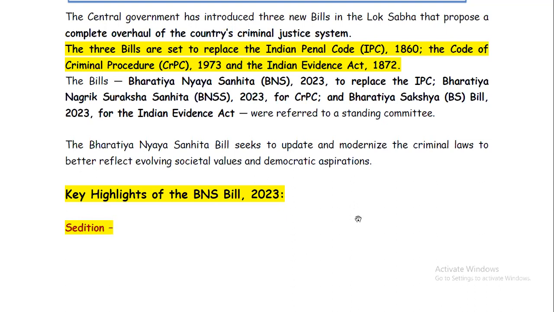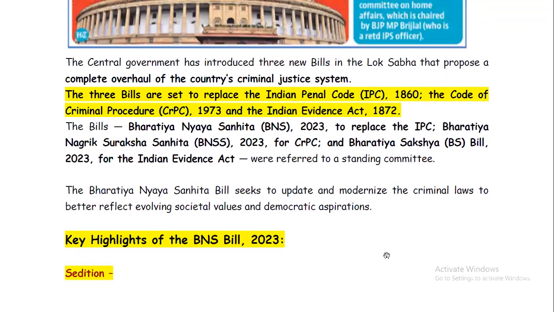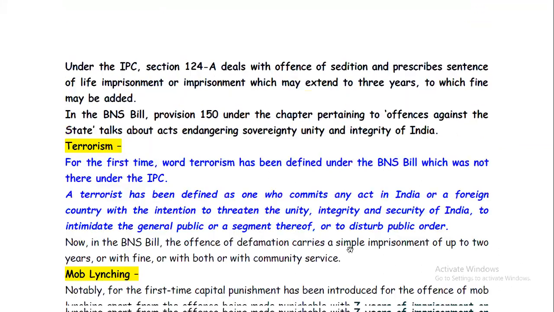Now, what are the key highlights of this bill? The BNS bill, shortly you can call it the BNS bill. Let's see. First, sedition. Under the IPC, sedition is dealt with by Section 124A. Section 124A deals with the offense of sedition and prescribes a sentence of life imprisonment or imprisonment which may extend to 3 years, to which a fine may be added. Right.